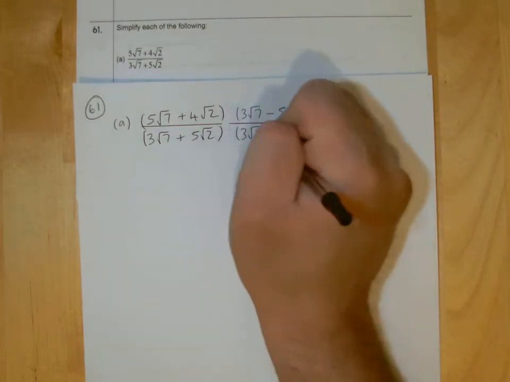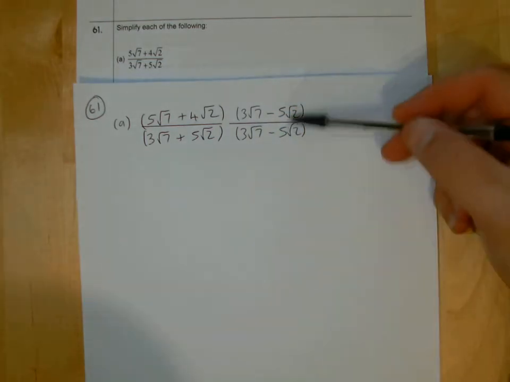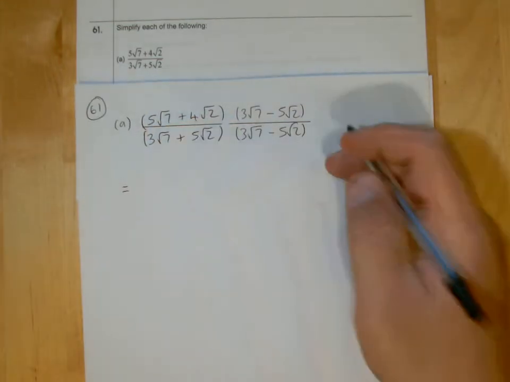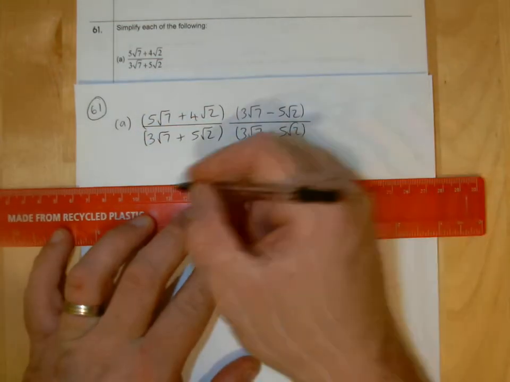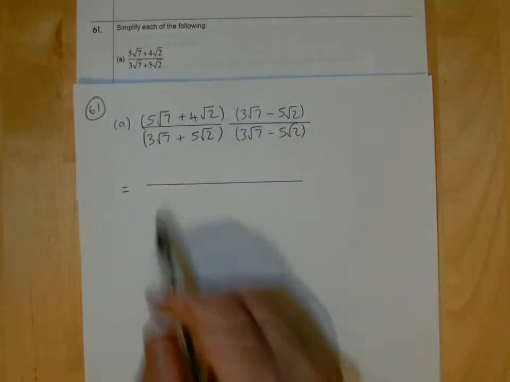times the bottom also by the same. Okay, so we're not doing anything wrong there. So with these surds then, we just need to multiply out. Okay, so we can use our calculator obviously to check on this as well.